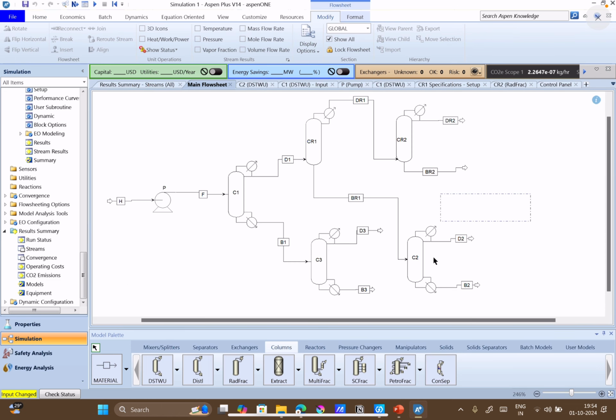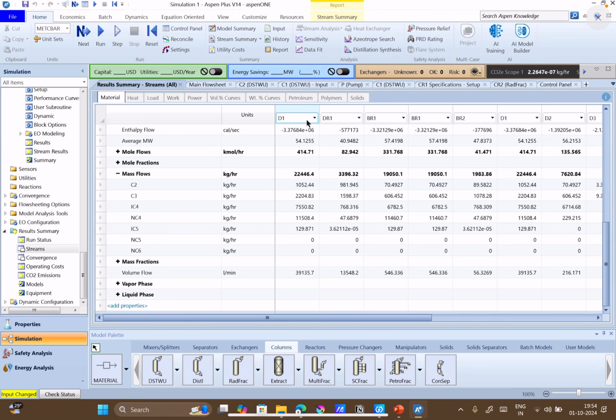This bottom product of the reactive distillation went to C2, where n-butane and isobutane have been separated. If you see, the feed will be BR1, and D2 and B2. So from here the main IC4 and NC4 stream is going into the C2 column, where IC4 and NC4 separation should occur. The bottom product of distillation unit 2 contains a major amount of n-butane, while the top product contains a major amount of isobutane, with some amount of other C2 and C3 components.